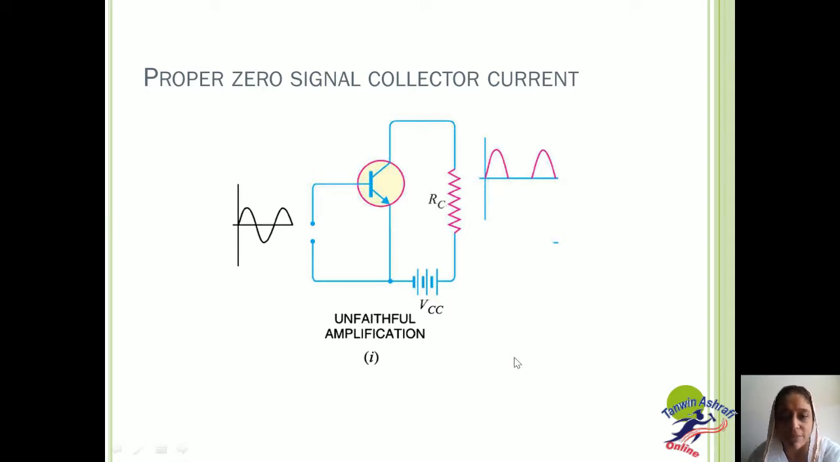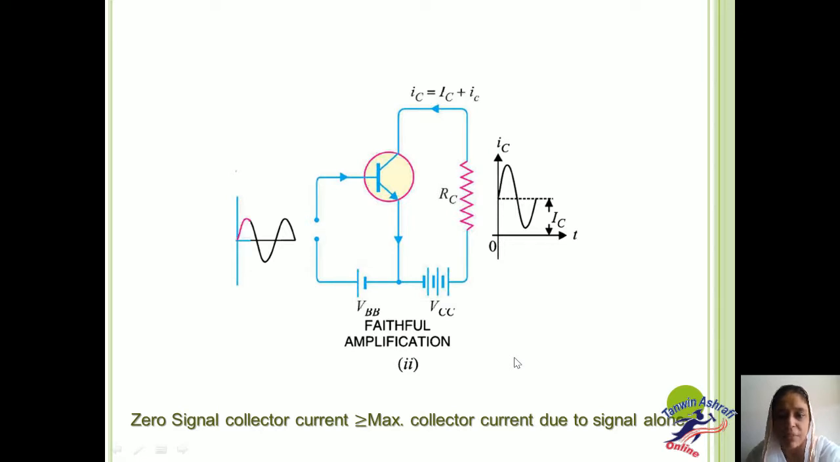Now introduce a battery VBB in the circuit. The magnitude of this voltage should be kept such that it keeps the input circuit forward biased even during the peak of the negative half cycle. When no signal is applied, a DC current will flow in the collector circuit due to VBB. As you can see, if no signal is applied, a small current IC will flow through the collector of the transistor, that is the load resistance RC, due to the DC supply VBB. This is known as the zero signal collector current, IC.